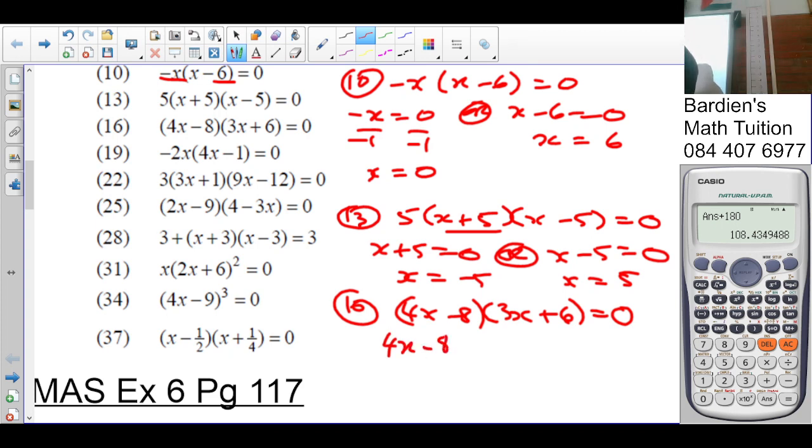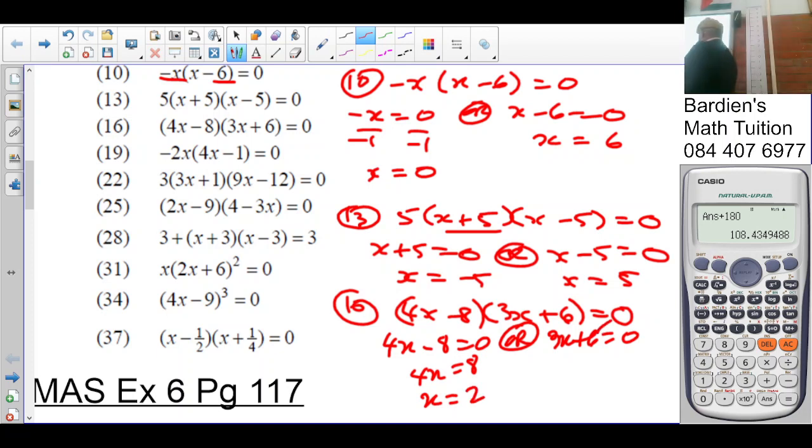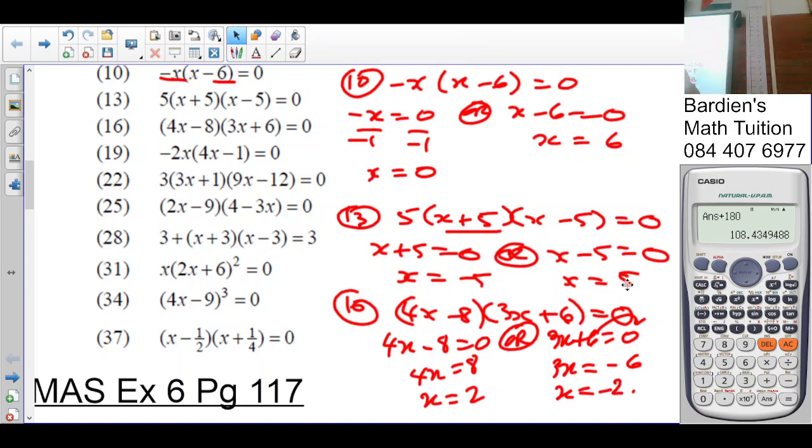4x minus 8 is equal to 0, or 3x plus 6 is equal to 0. Take 8 over, so 4x is equal to 8, divided by 4, x is 2. For the 6, some of you made a mistake here as well. They didn't put negative 6. Divided by 3, so x is? Okay, any confusion there?